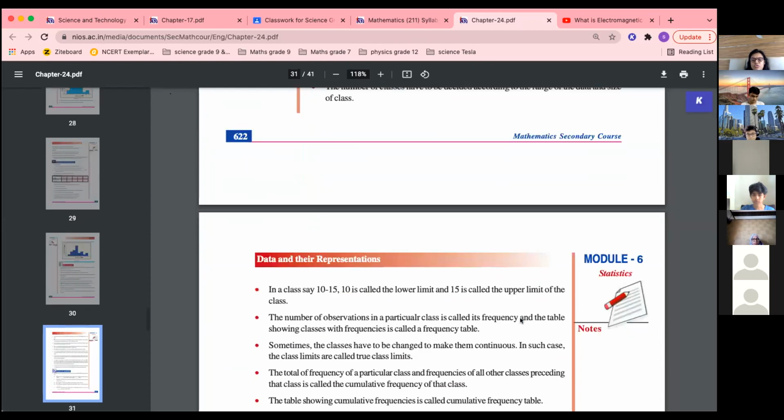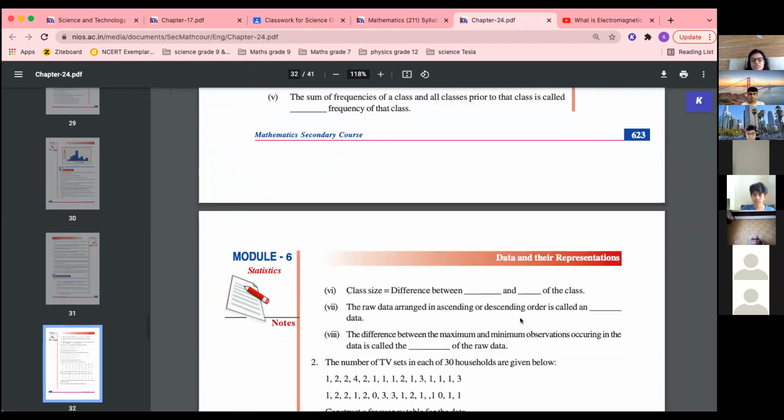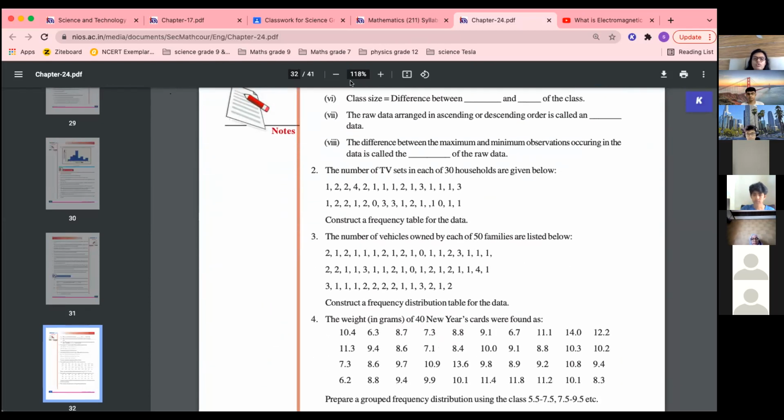So this chapter is over. Some terminal exercise questions, I'll just show you how to do these questions, because questions like these come, this question will definitely come, okay? And that too will come in 6 marks. It will come in higher marks because calculation is required. So the number of TV sets in each of 30 households are given. They have asked to make a frequency table. They have not asked to make grouped frequency.